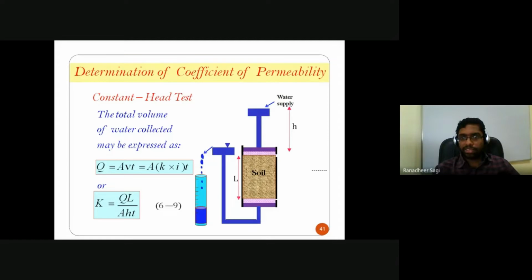Water is entering the soil sample here and coming out of the soil sample here. So what is the shortest distance the water particle is traveling? It is equal to the length of the soil sample. Okay, so H by L gives you what is called the hydraulic gradient.